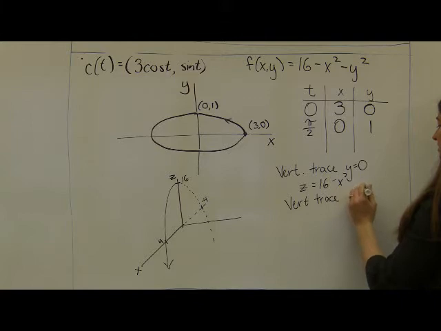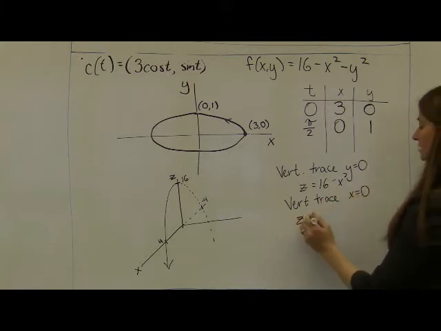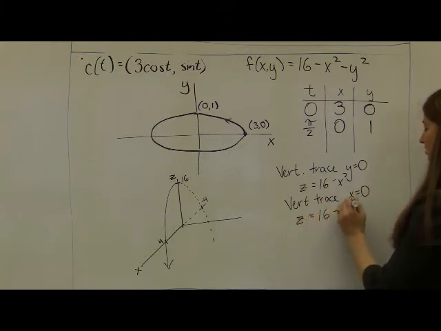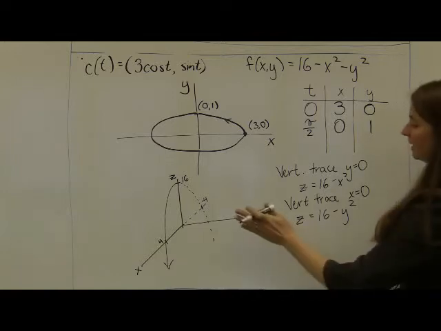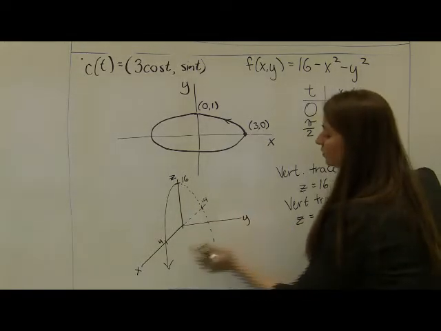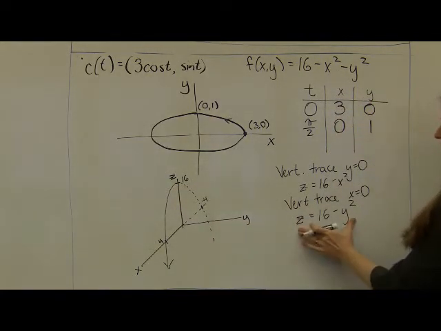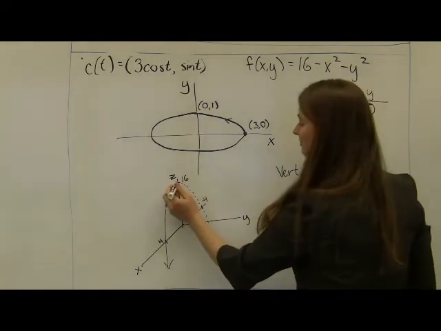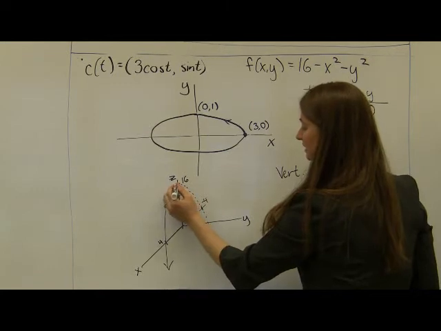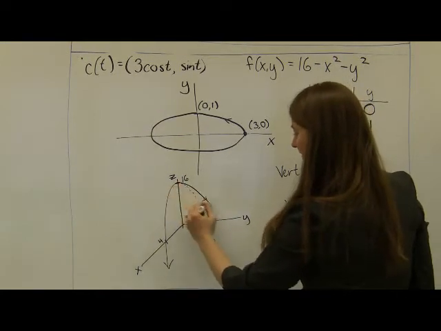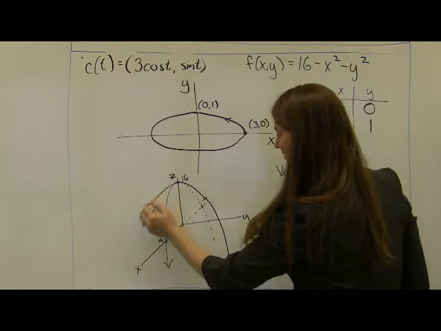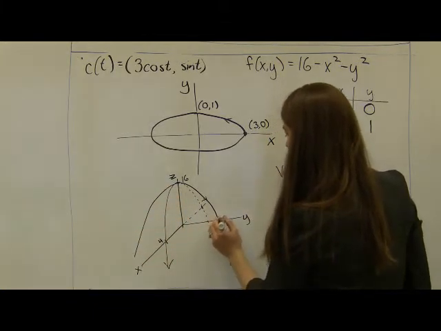Similarly, when I look at my vertical trace where x is equal to 0, I get that z is equal to 16 minus y squared. Now I'm thinking about looking at where x is equal to 0. This is just going to be in the zy plane. And again, we have a downward facing parabola that has the same z-intercept of 16 and y-intercepts of plus or minus 4.